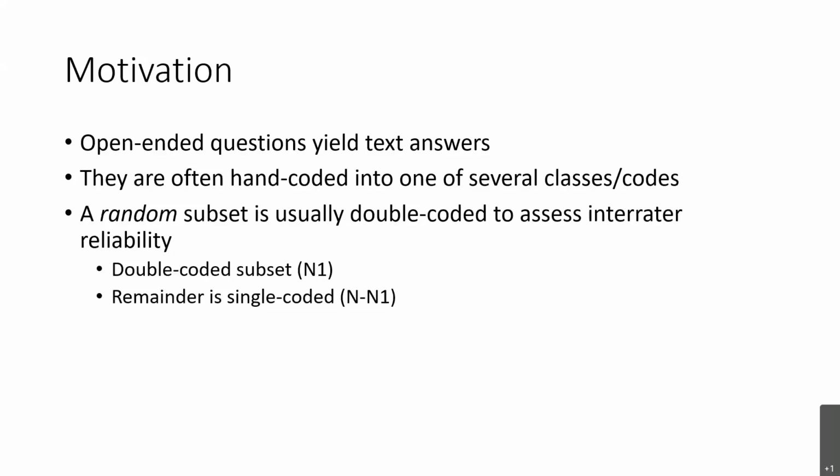People make mistakes, and one way of establishing the extent of how correct it is to code a random subset doubly. So it's a double-coded subset to assess the inter-rater reliability. And just in terms of getting the notation, the double-coded subset has n1 observations, and the remainder is single-coded. So the remainder out of the n observations is n minus n1.